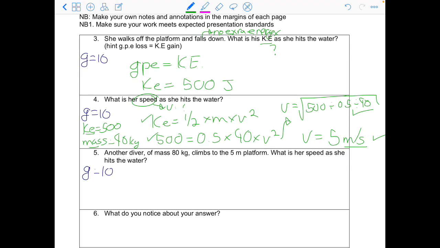All right, so another diver, mass 80 kilograms, climbs to the 5-meter platform. What is her speed as she hits the water? So this one, we have to do some extra steps. So it's essentially tying all the other questions into one. So pause the video, give it a go, look back and re-watch the other parts if you need to remind yourself. The answer will pop up in a minute.